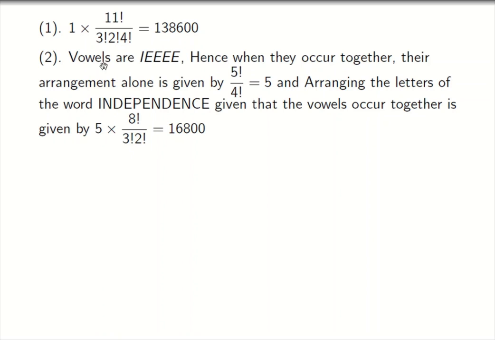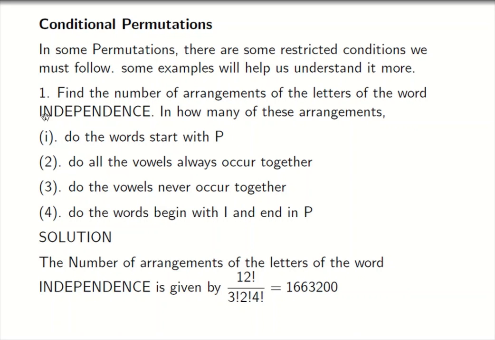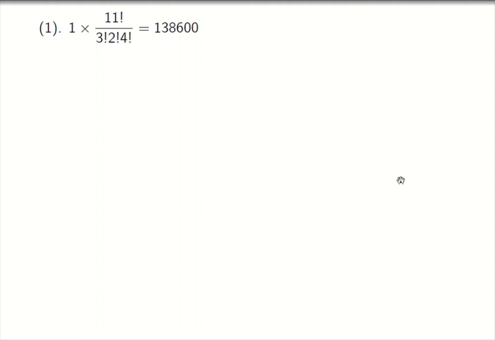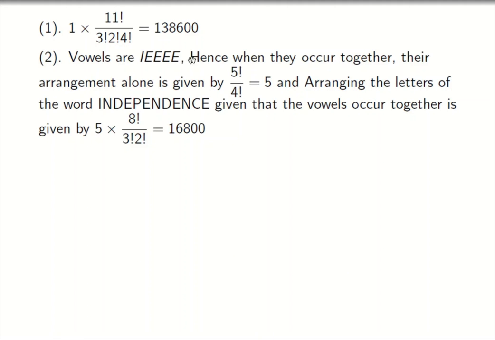Okay, now they are saying that in the case where vowels are all together, how do I solve this? It becomes like treating all these together, as in I, E, E, E, E. The vowels are the I, E, E, E, E. I don't know if you know them. These are the vowels. I continue by saying that I have to arrange only the vowels. How do I arrange the vowels?